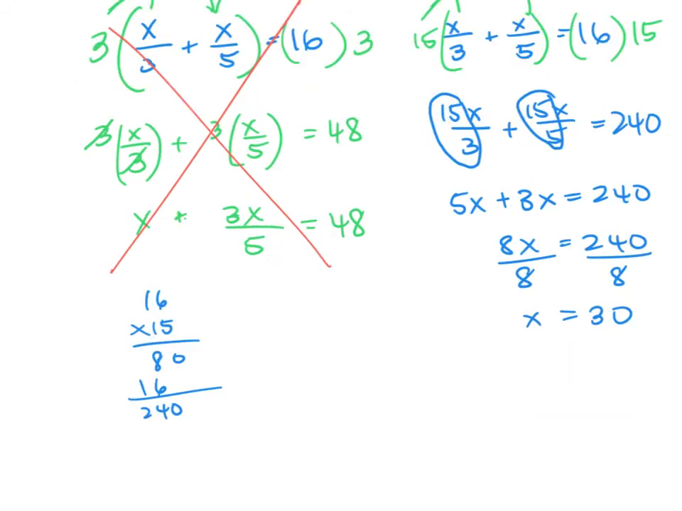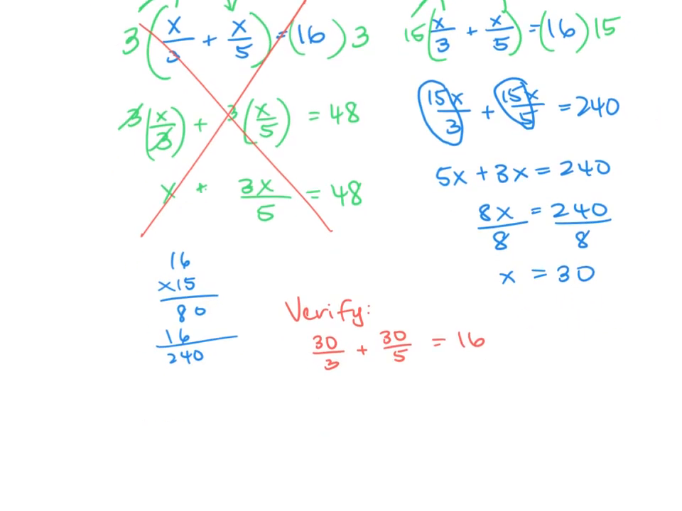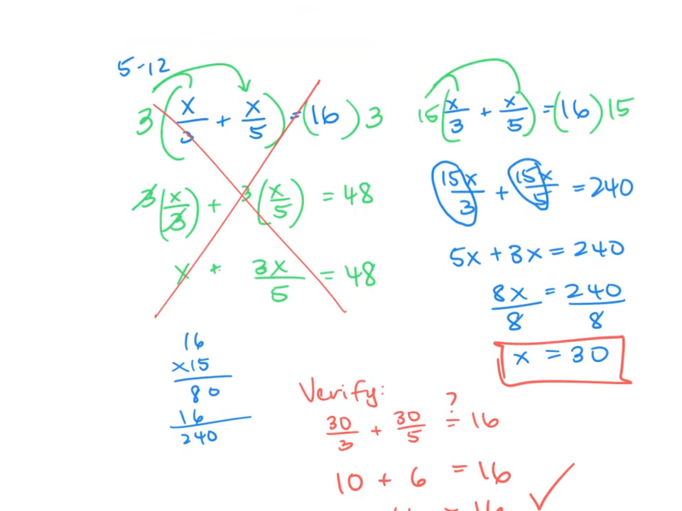And let me just check that real quick. So if I verify that, to plug it back in, I get 30 over 3 plus 30 over 5. Is that 16? That is my question. If it is, then I'm correct. If it is not, then I'm wrong. So 30 divided by 3 is 10, and 30 divided by 5 is 6, and 10 plus 6 is 16. So yes, that is correct. Okay, so notice I used the least common multiple between 3 and 5. It's just like getting the same denominators when you're adding fractions. So choosing 15 is helpful.